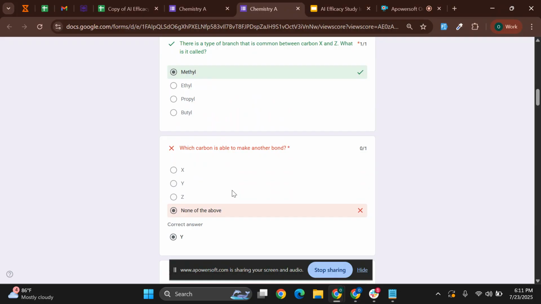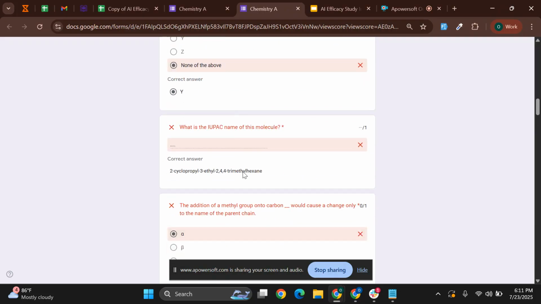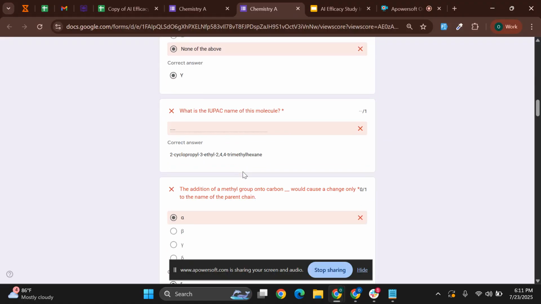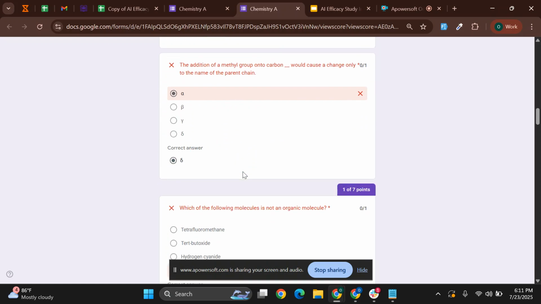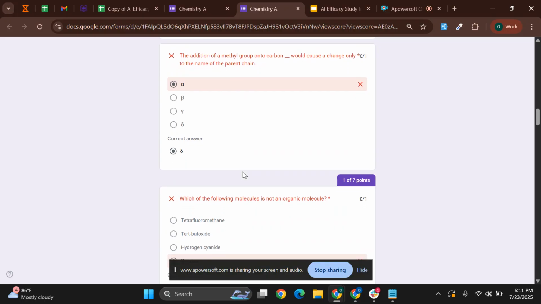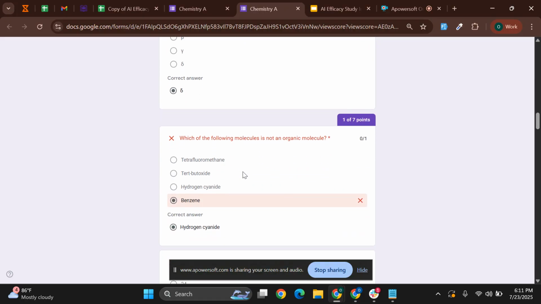Which carbon is able to make another bond? I said none of them. What is the IUPAC name of 2-cyclopropyl, 3-ethyl, 2,4,4-trimethylhexane? So I have to research on it. The addition of a methyl group onto carbon would cause a change only to the name of the parent chain. So I don't know about it. Which of the following molecules is not an organic molecule? I also have to research on it.